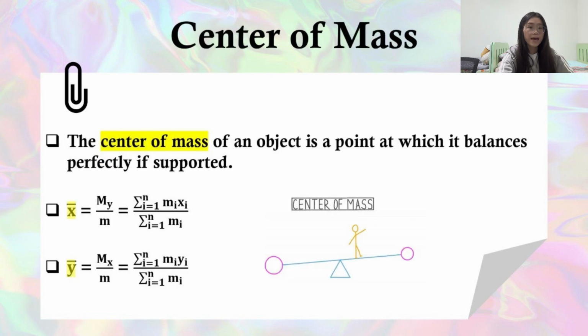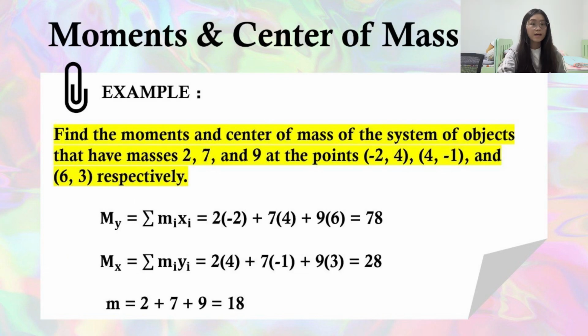The center of mass is a point at which it balances perfectly if supported. There is a formula used to find the x-coordinate of the center of mass. We need to take the moment about the y-axis divided by the total mass. For finding the y-coordinate of the center of mass, we need to take the moment about the x-axis divided by the total mass.